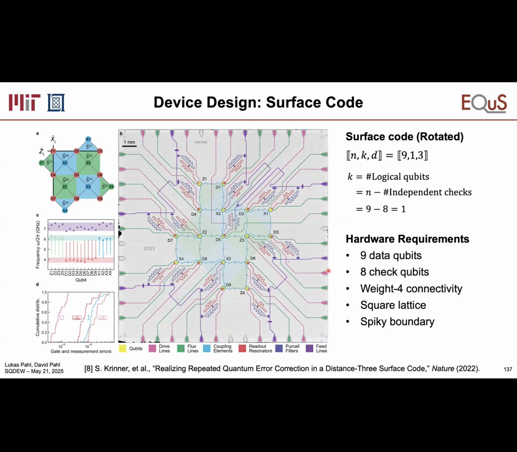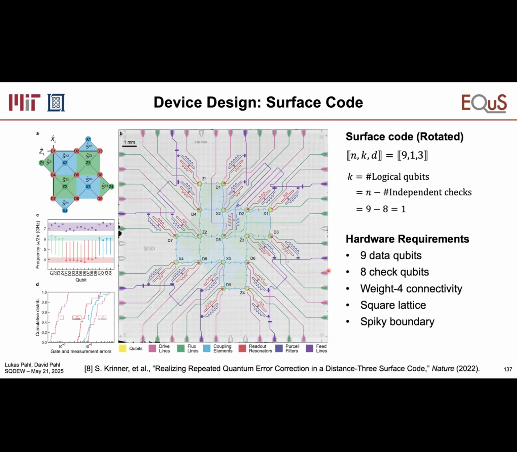Why is there weight 4 connectivity? Well, that's just the stabilizers, the check tiles for the surface code to catch all errors. Why is there a spiky boundary? Well, we rotated the surface code and we cut up the boundary. That's why there's a spiky boundary. So now there's at least some intuition behind why it looks the way it looks and why it's kind of funny. But the exciting thing is people have built this.